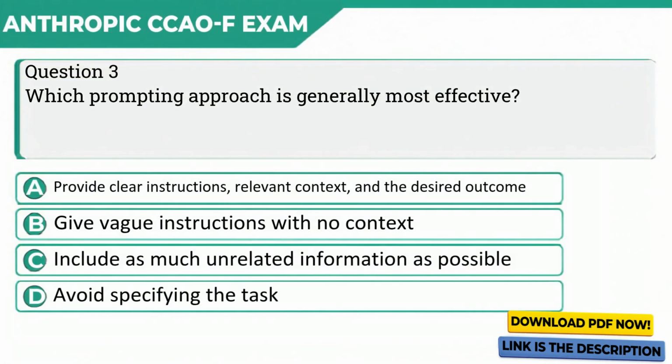Question 3. Which prompting approach is generally most effective? A. Provide clear instructions, relevant context, and the desired outcome. B. Give vague instructions with no context. C. Include as much unrelated information as possible. D. Avoid specifying the task.